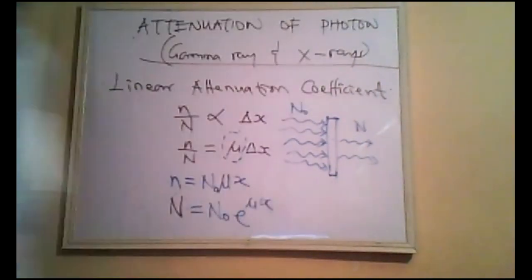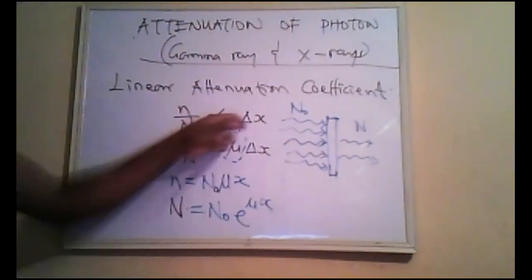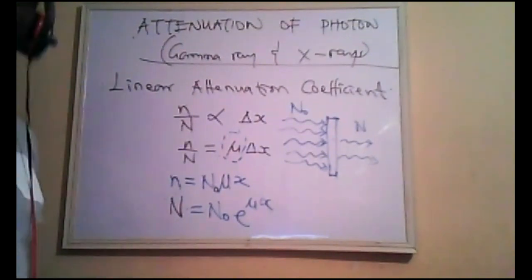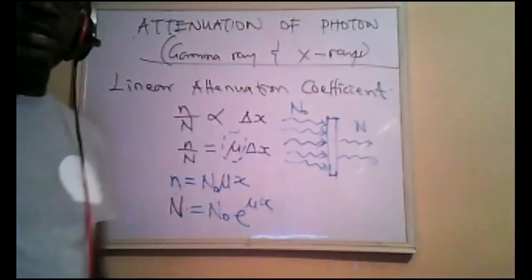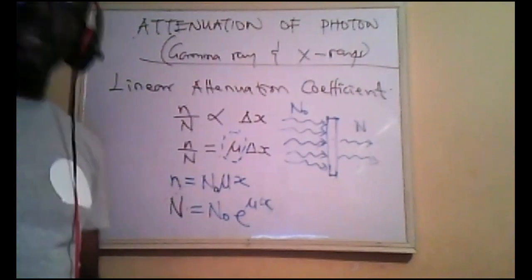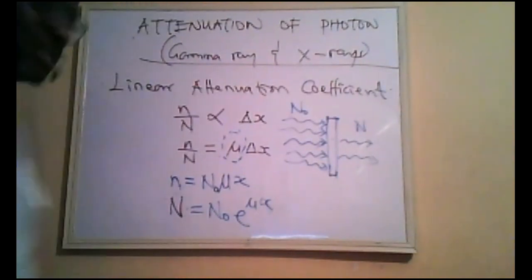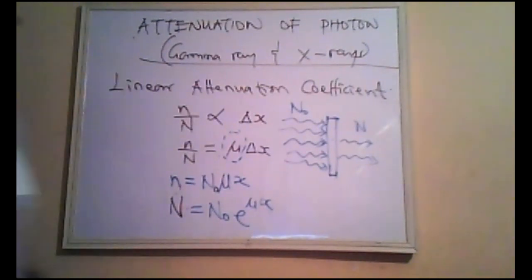This linear attenuation coefficient has a direct bearing on the density of the material. The more the density of the material, the more attenuation that material offers. For example, you have a very, very dense material. For a material that is dense, it offers much more resistance to the passage of photons.